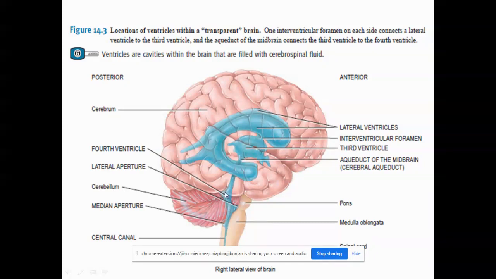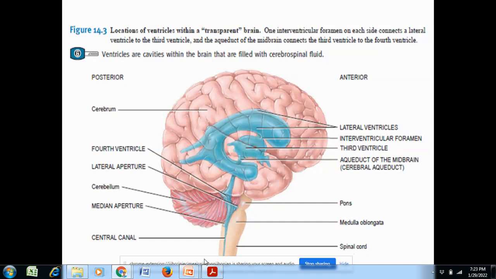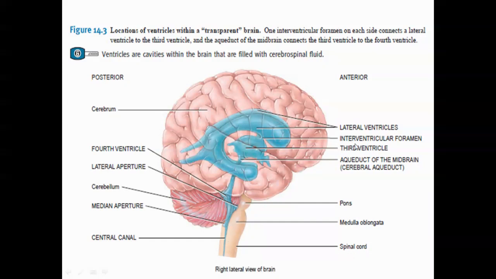So here there are three apertures: one median aperture and a pair of lateral apertures are present. So these are the openings. So what are the openings? There are three openings. So you can see here the interventricular foramen and the cerebral aqueduct. The interventricular foramen allows the transport of the CSF from the lateral ventricle to the third ventricle. The aqueduct of the midbrain allows the passage of the CSF from the third ventricle to the fourth ventricle. See here, the lateral aperture and the median aperture. Lateral apertures are in pair. The median aperture is single. They allow the passage of the CSF into the spinal cord.